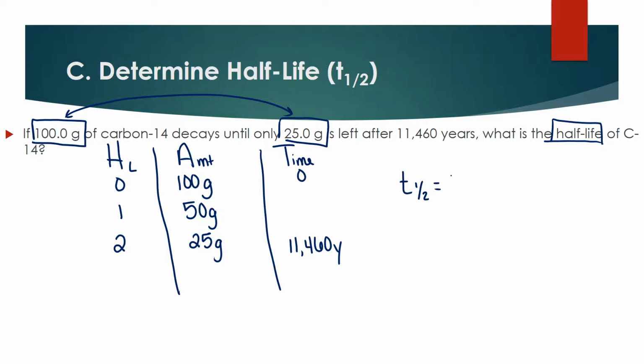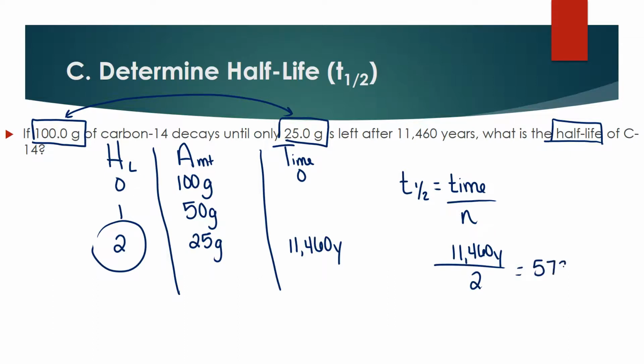We take our time divided by n, which represents the number of half-lives. So we're going to take 11,460 years divided by 2, and we get an answer of 5,730 years. I am also not going to be particularly nitpicky with sig figs on these. Again, I don't feel like that's the most important thing to get out of half-life right now. So this is how you would calculate if something is asking for the half-life of a sample.